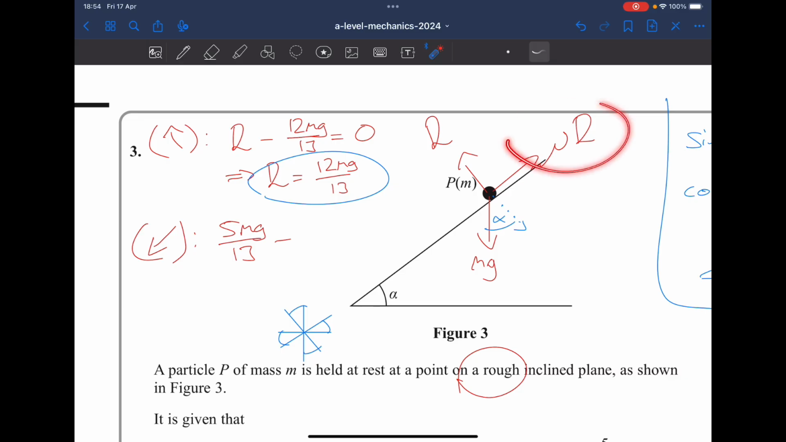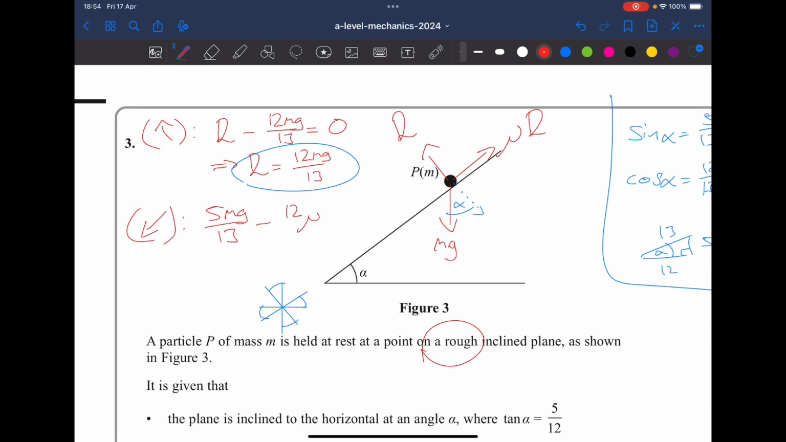Putting us back up it is friction. Mu we didn't know, but R we do know now. We have this thing, so it's going to be 12mg on 13 times by mu. So I'm going to put 12 mu mg on 13. And now we are sliding down the slope, so this will be equal to the mass times the acceleration. Mass was just m, and acceleration is just going to be a. What we want to find is that acceleration.